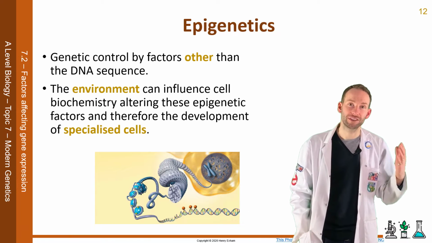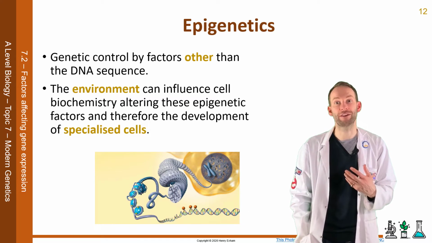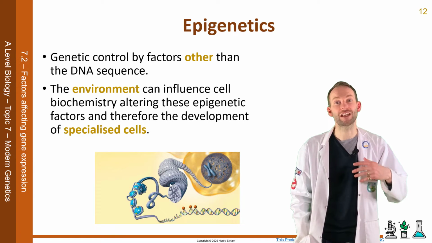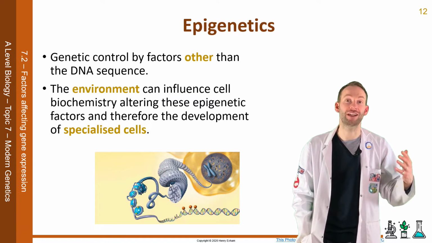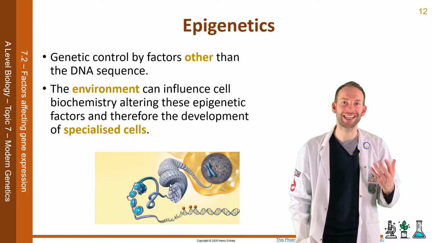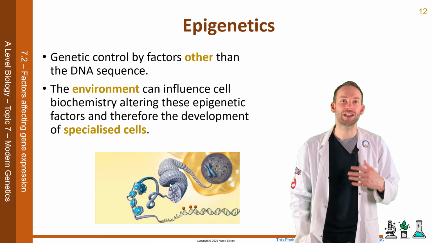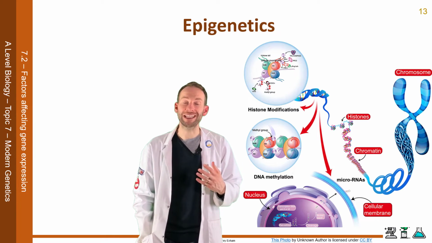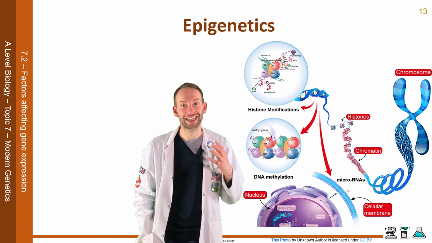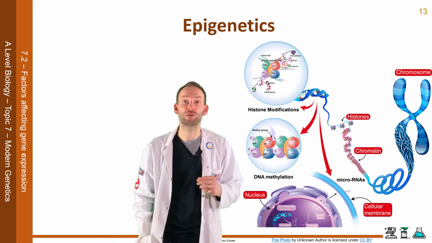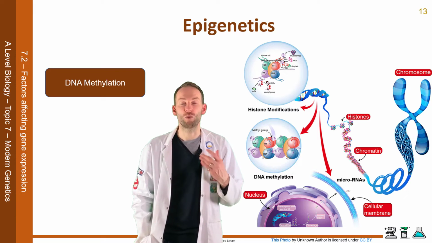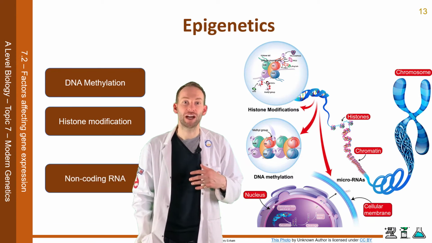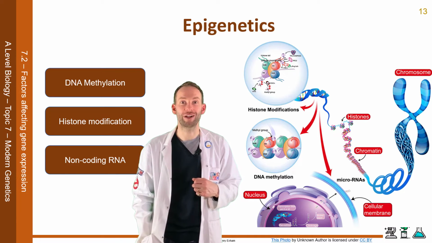Now, your environment could influence your cell biochemistry, and then that could alter the quantities of different epigenetic factors and therefore the development of specialized cells. Scientists are particularly interested in how epigenetic changes can be inherited by future generations. We're going to look at 3 intracellular systems that can interact to control genes, 3 examples of epigenetic factors. One is DNA methylation, another one is histone modification, and then we've got non-coding RNA.